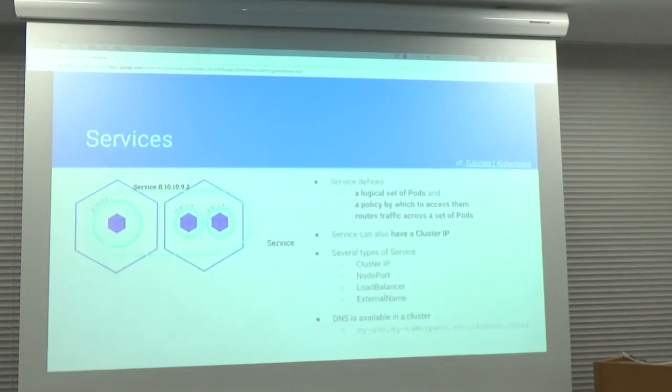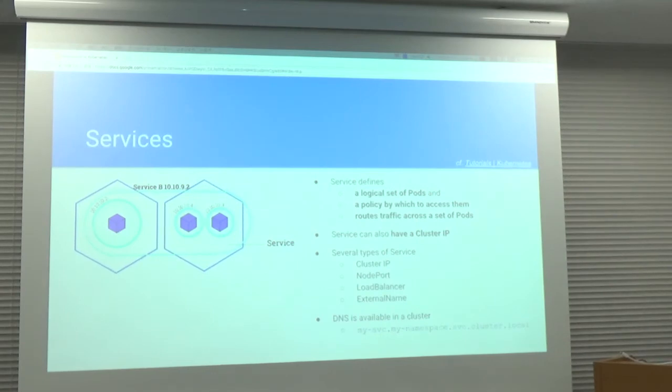And the next important concept is the service. A pod is mortal. It means a pod can be stopped by failures or killed for some reason. A pod itself can have a cluster IP, but it cannot be stable. So how do we give a stable endpoint to a set of pods? This is what a service provides. A service defines a logical set of pods and a policy by which to access them, and a service routes traffic across a set of pods. And a service can also have a cluster IP.